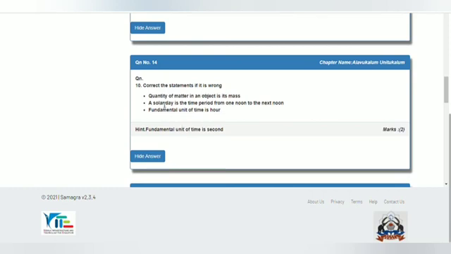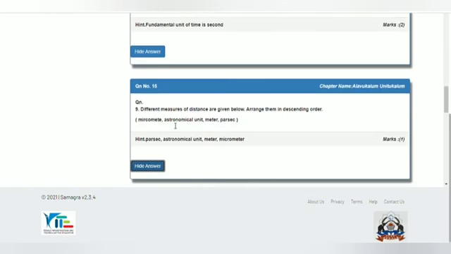Correct the statement if it is wrong. Quantity of matter in an object is its mass. Solar day is the time period from one noon to the next noon. Then the wrong one is: fundamental unit of time is hour. Fundamental unit of time is second.